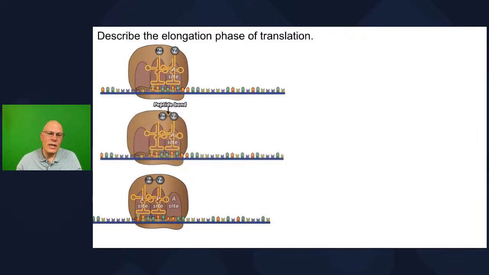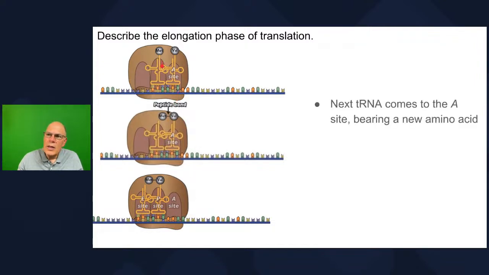Elongation, that's how the protein gets longer. It completely makes sense in terms of the terminology, unlike other things in biology, where you just have to use brute force to remember things like the Golgi complex. But it all makes sense. So what happens next is this site was open, and this site was occupied. A tRNA comes into the A site bearing the new amino acid.